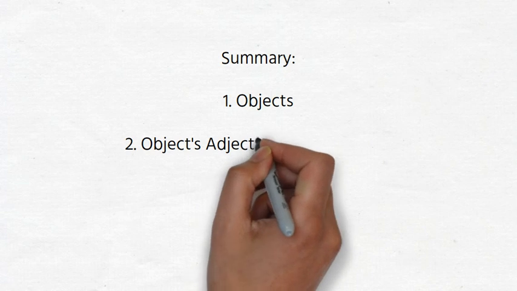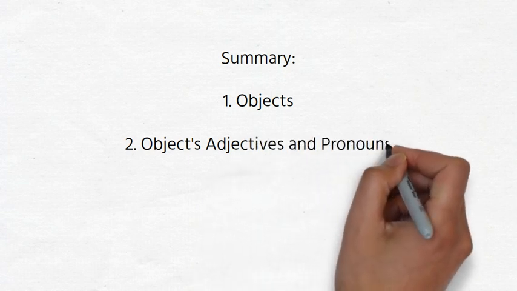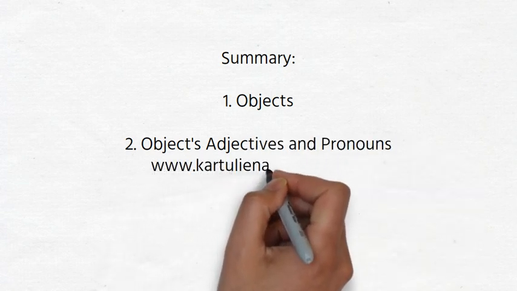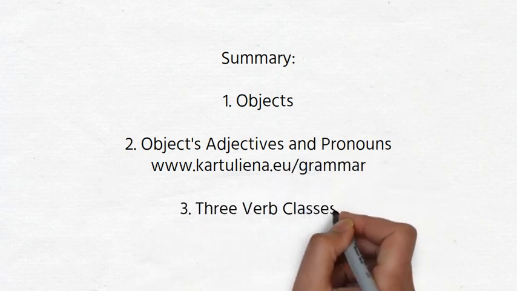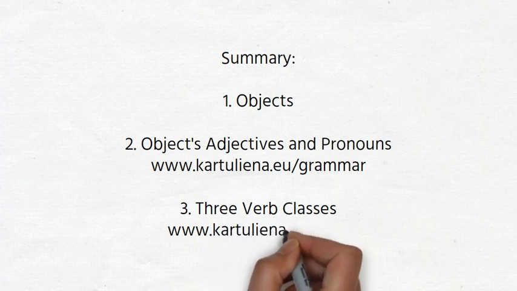Summary. Today we learned about the objects, about the use of adjectives and pronouns with objects, and we heard that there exist 3 verb classes in Georgian.